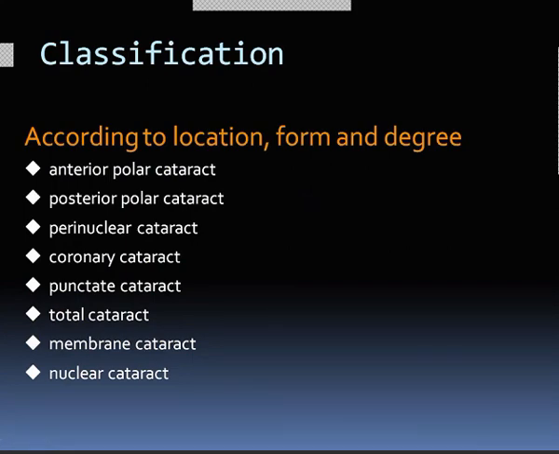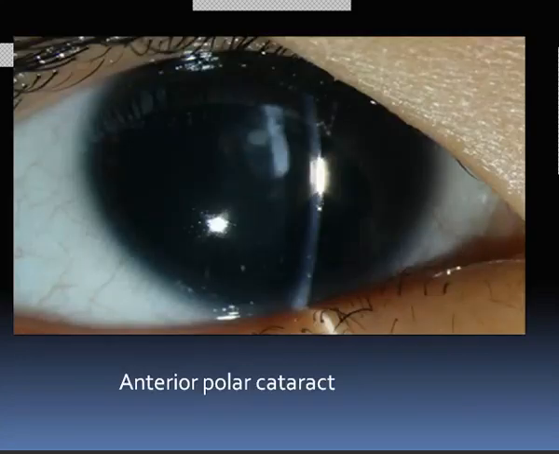Classification according to the location, form, and the degree. It may be the anterior polar and the posterior polar, or the perinuclear, and the coronary cataract. What is coronary cataract? It's just superficial, just adjacent to the nucleus. And then punctate cataract and the total cataract. It may be membranous cataract, which is present on the anterior capsule, and it is the nuclear cataract also, even though it is congenital cataract.